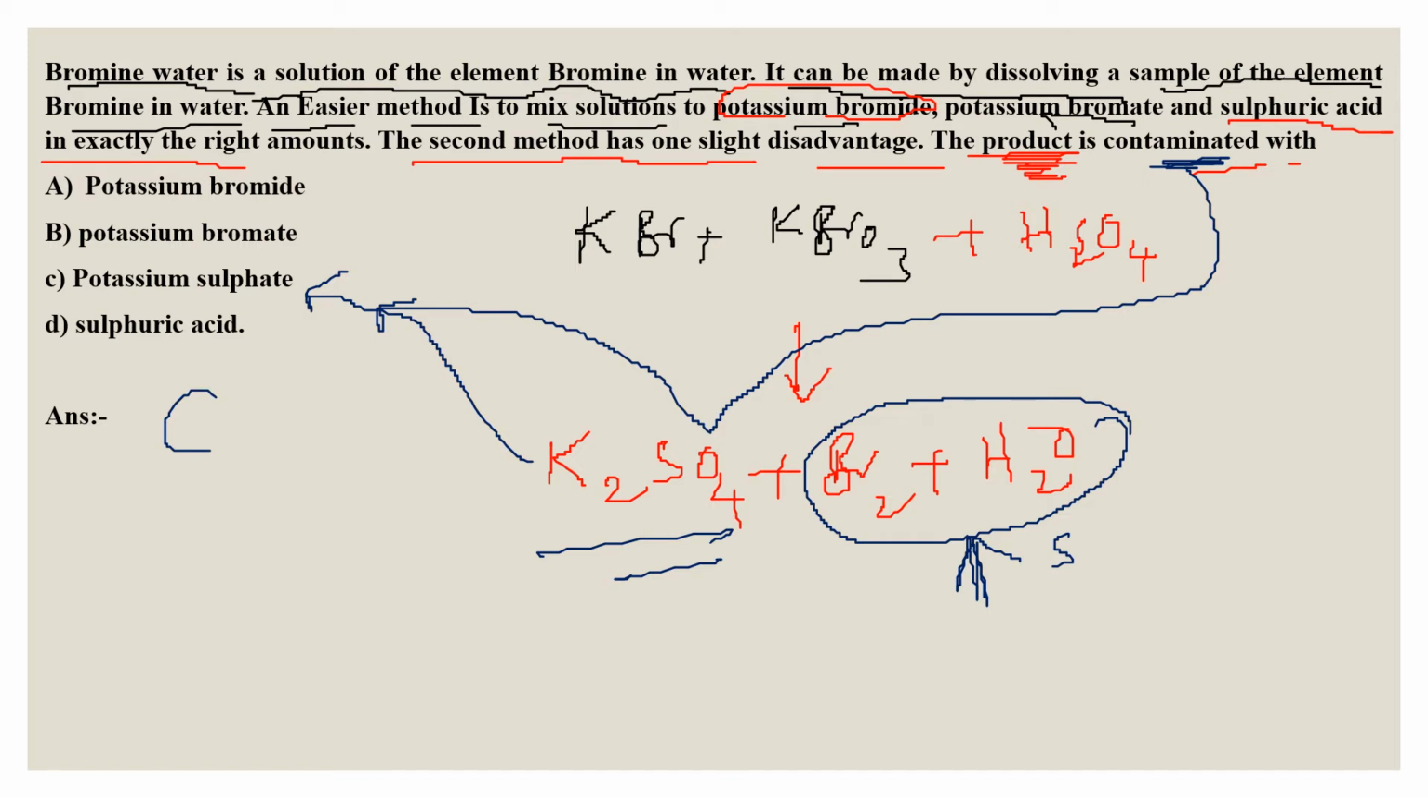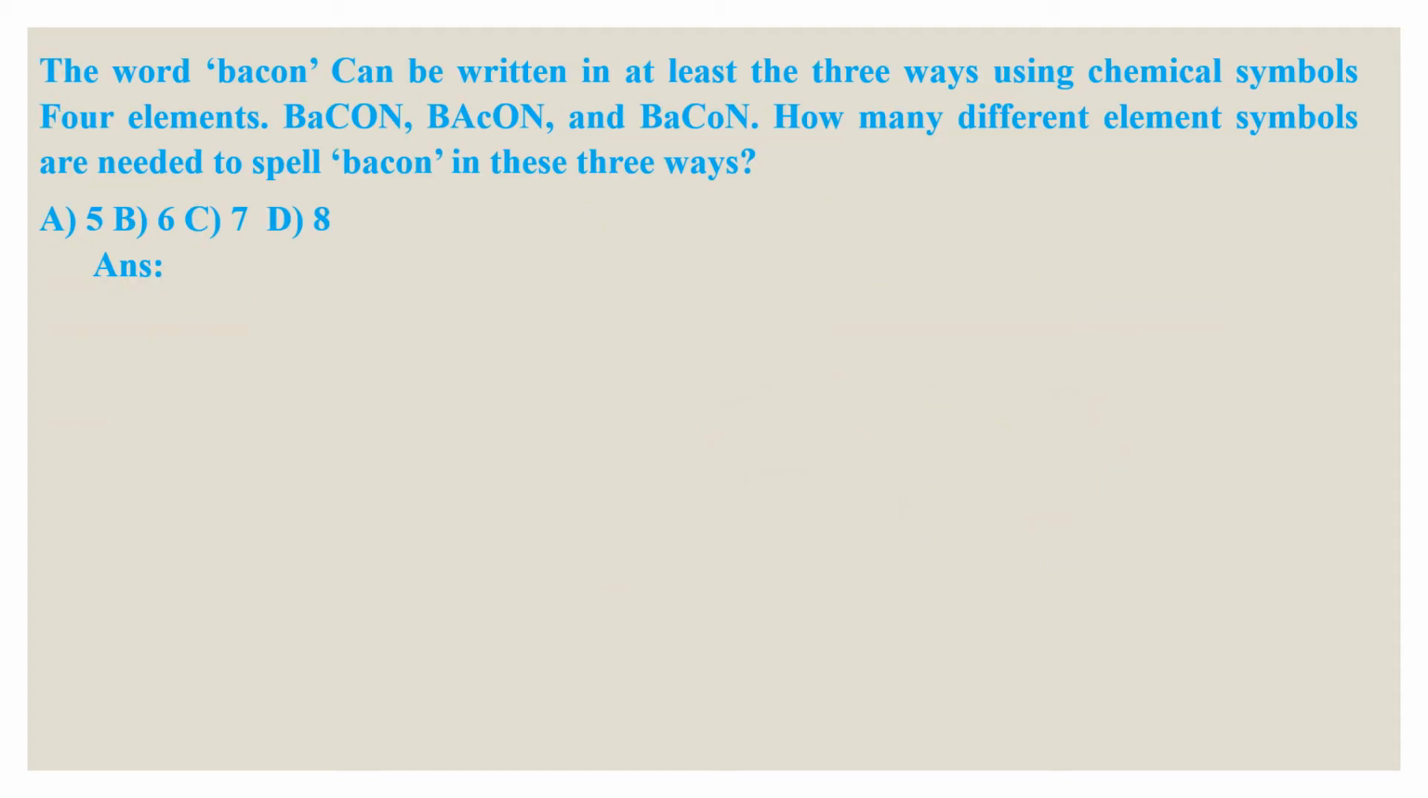Next, the word beacon can be written in at least three ways using chemical symbols. Beacon, beacon, beacon, like this. How many element symbols are needed to spell beacon in these three ways? Very important.